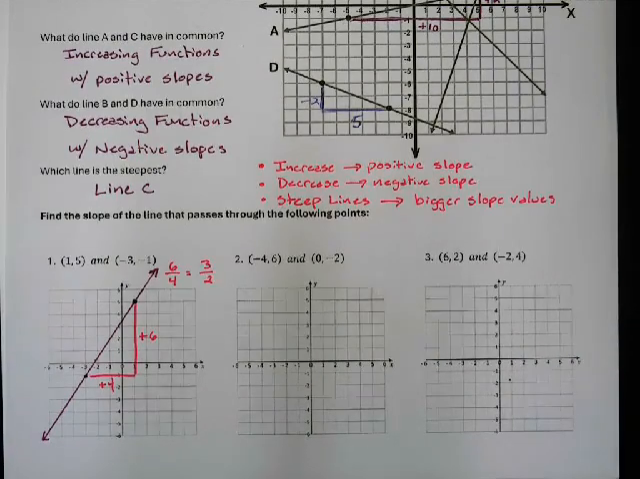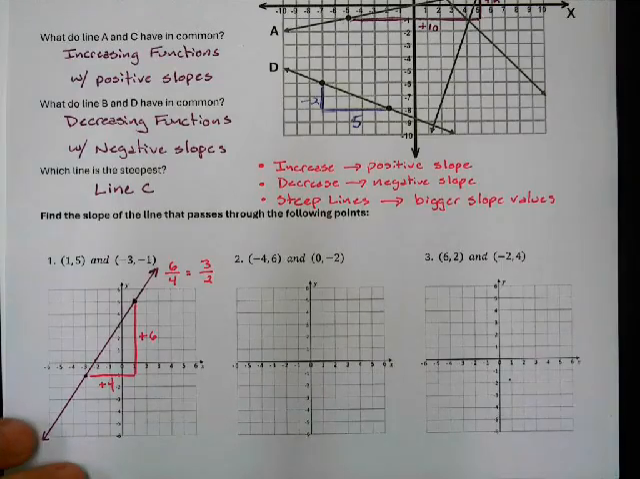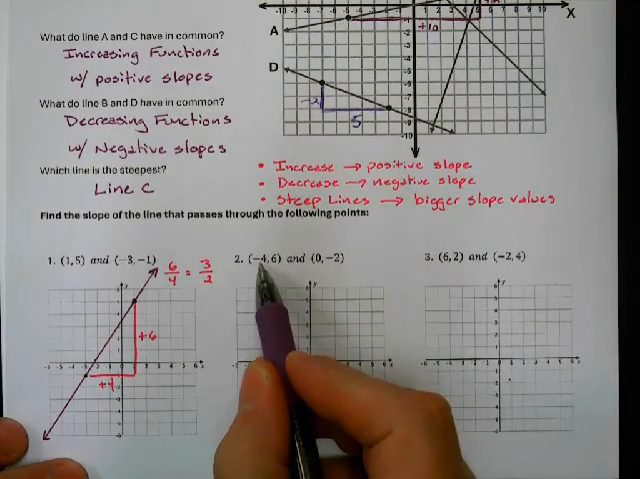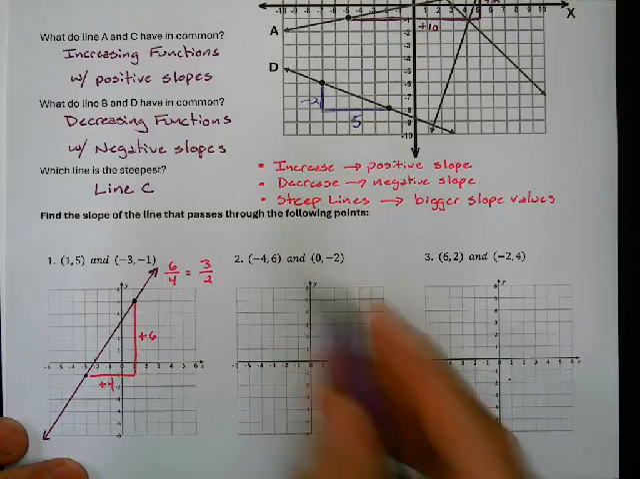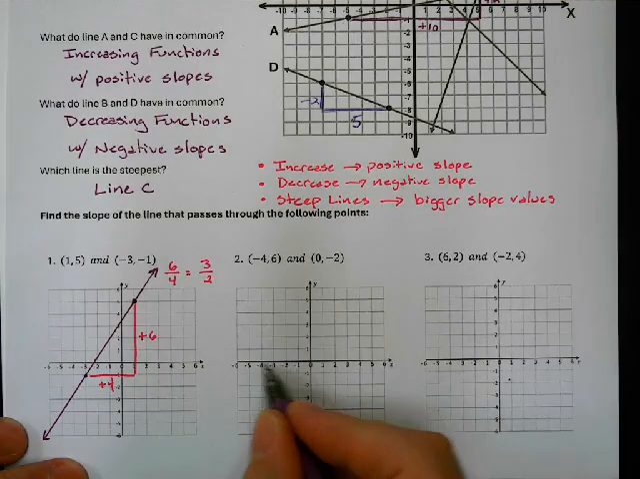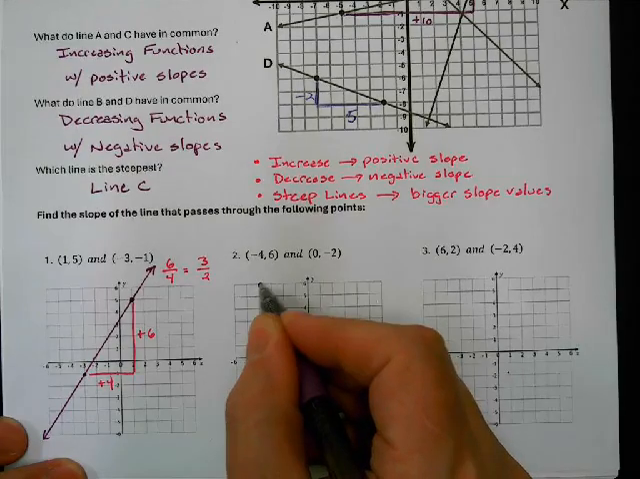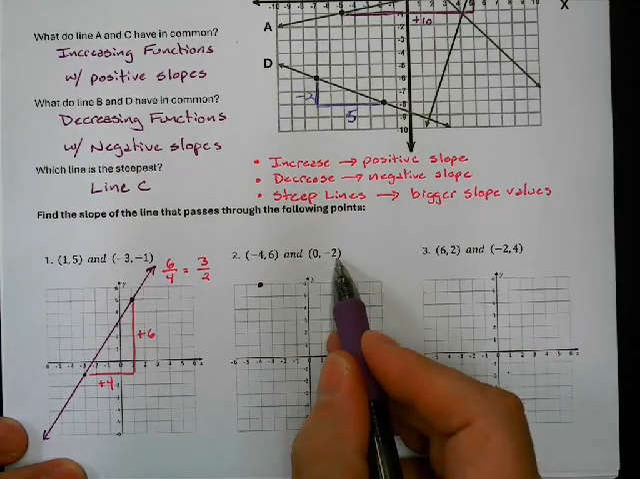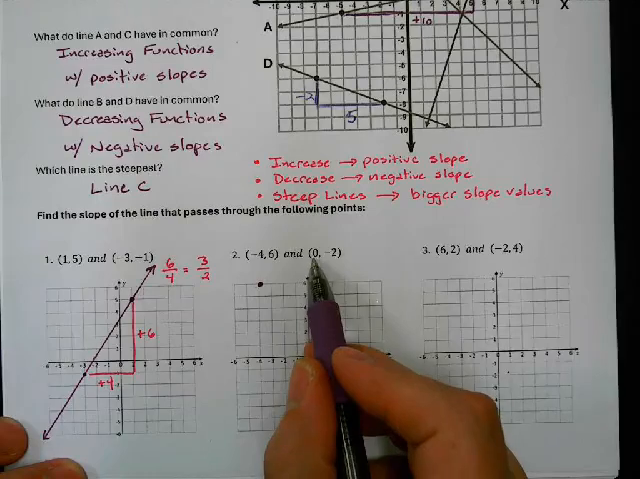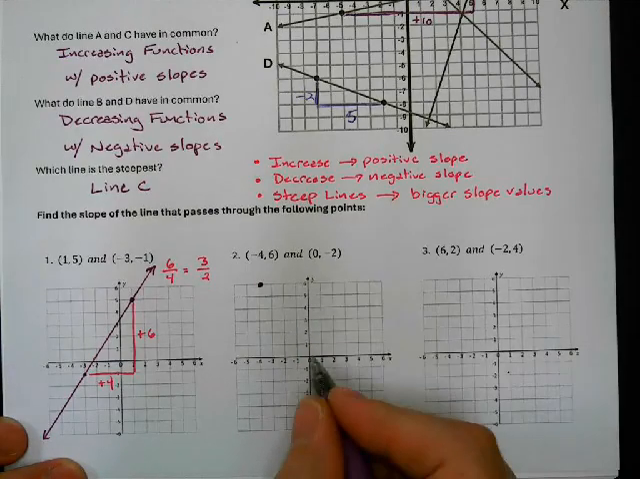Let's look at the next one. Next one, negative 4, 6. So this means to the left 4 and up 6. So 1, 2, 3, 4, and up 1, 2, 3, 4, 5, 6. That's right up here. Next point, 0, negative 2. So that means it doesn't go left or right, it just goes down 2. So this point right here.